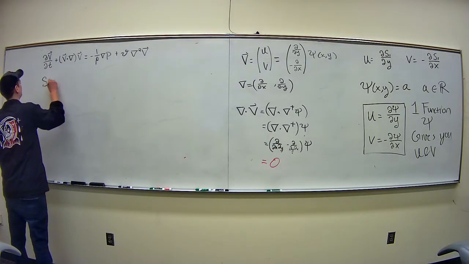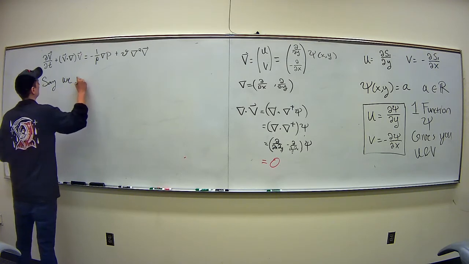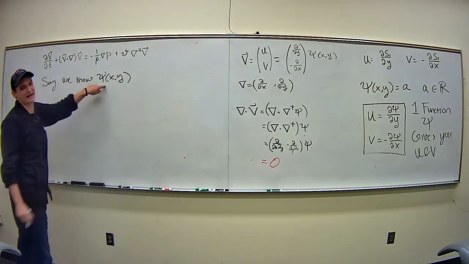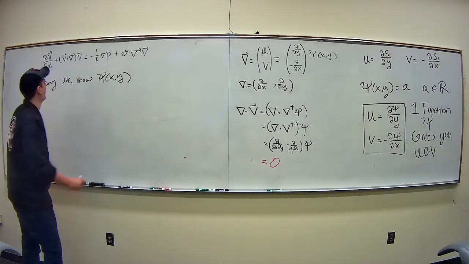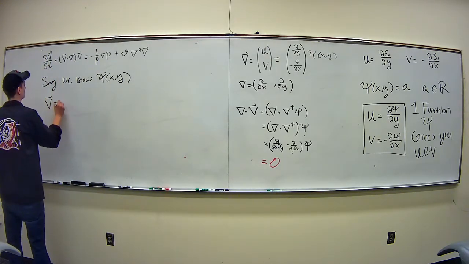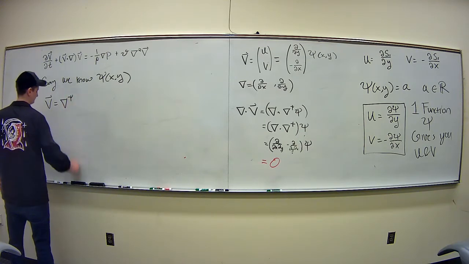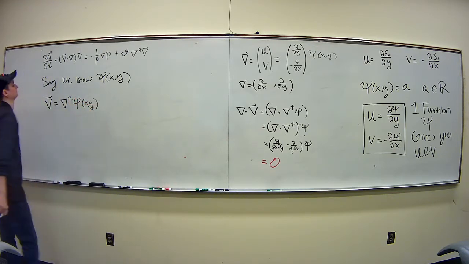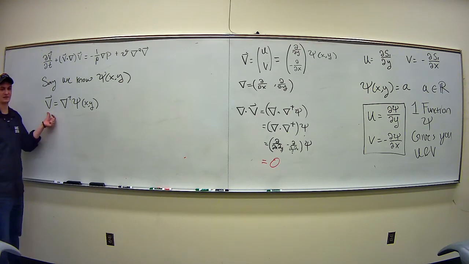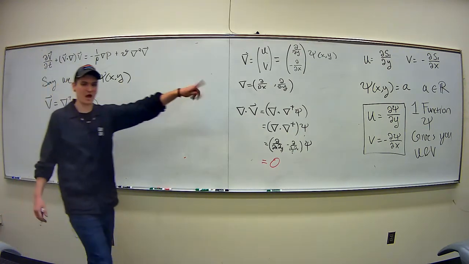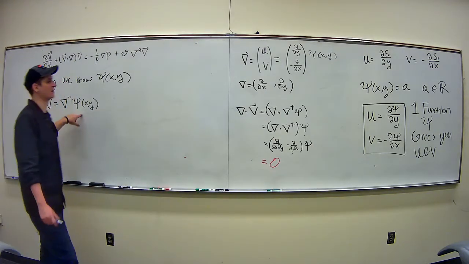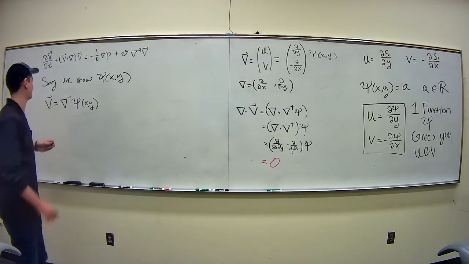So say we know psi of x, y. Well, if I know that, I can get the velocity vector just by applying this dagger gradient operator I've defined to the function. So it's a scalar multiplication by some column vector, well-defined. So then I can get what the velocity vector is.